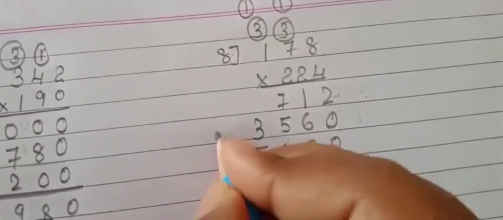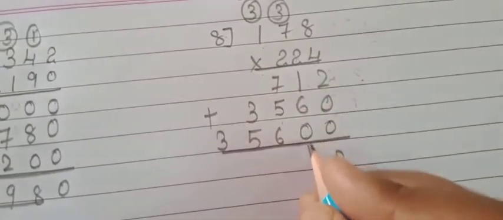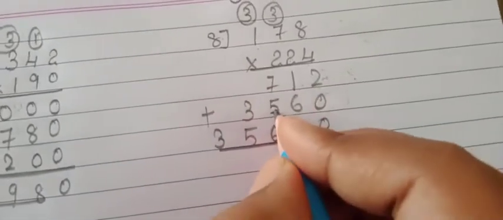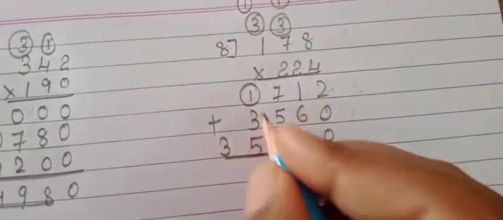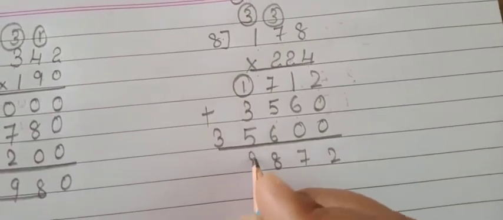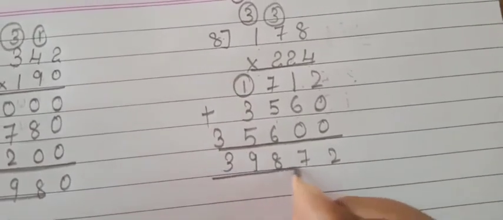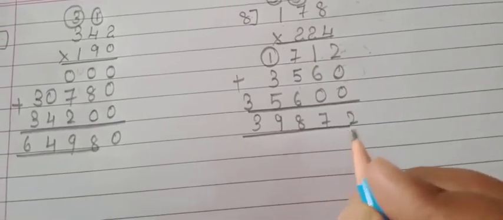So now we have to add. 2 plus 0 plus 0, 2. 1 plus 6, 7. 7 plus 0, 7. 7 plus 5, 12. 12 plus 6, 18. So 8 we will write down, and 1 will be carried over. 1 plus 3, 4, 4 plus 5, 9, and this 3 will come down. So our answer is 39,872.